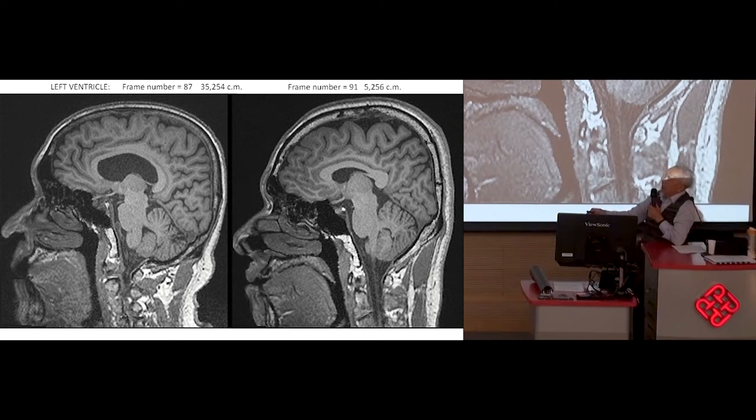This is Manson's ventricle. The ventricle is a sac in the middle of the brain, which holds cerebrospinal fluid. This is Manson's. This is mine. Manson's is about 5,000 cubic millimeters. Mine is almost 7 times as large. What does this indicate? My brain is shrinking.